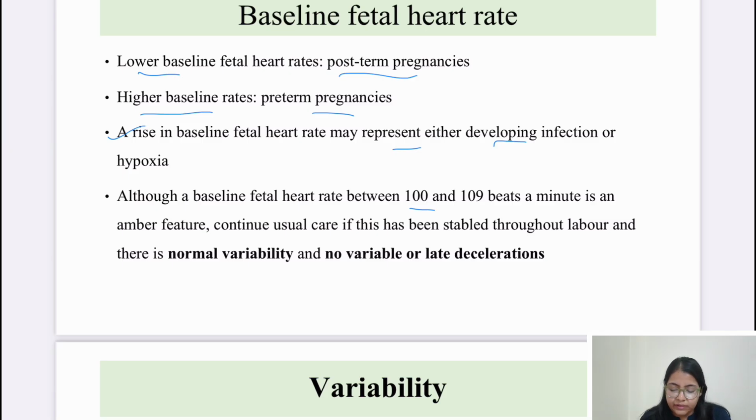Although a baseline between 100 to 109 is an amber feature, we continue the usual care if it has been stable throughout labor. If it was 140 beats per minute earlier but now it is between 100 to 109, then you will not continue the usual care. You have to again perform the full risk assessment and see what is wrong. But if the baseline has always been like this and there is normal variability and no variable or late deceleration, then it's an amber feature. It is suspicious but we will continue with usual care.